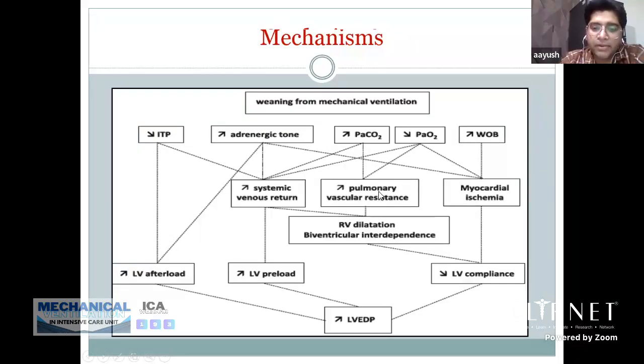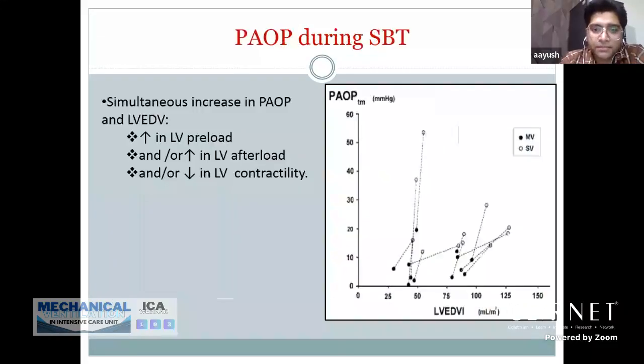This increase in pulmonary vascular resistance, in turn, will cause an increase in the right-sided pressures and RV dilatation. And because you know that there is a lot of biventricular interdependence, this increase in RV pressures will further lead to a decrease in LV compliance. And all these things, that is, the increase in venous return causing increased LV preload, increased LV afterload, as well as decreased LV compliance, can result in increased LV end-diastolic pressures, and hence the development of cardiogenic pulmonary edema.